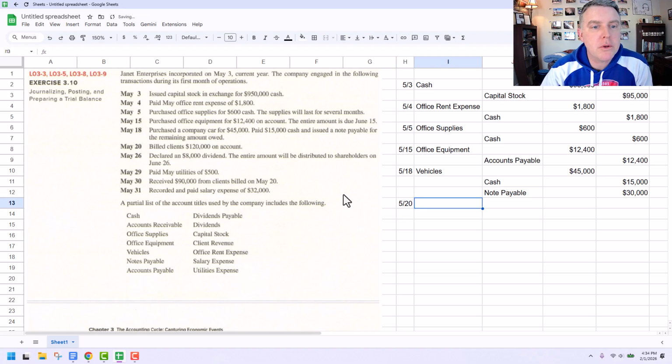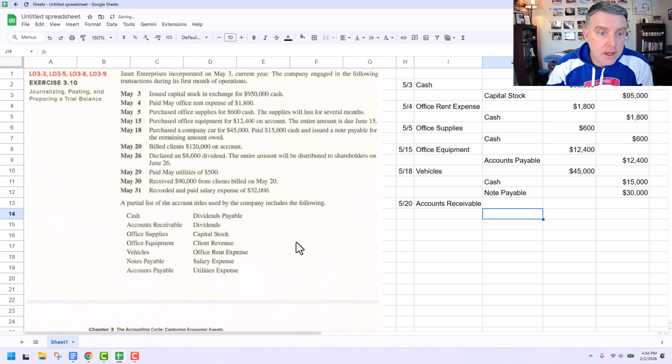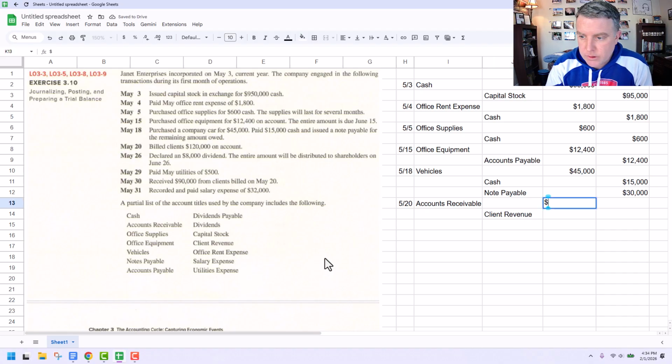Let's look at May 20th. May 20th, billed clients $120,000 on account. So that's saying we sold something to our clients, and we're allowing them to pay later. We have what's called an accounts receivable, and we are recording revenue. So this would be client revenue, and this is for $120,000.